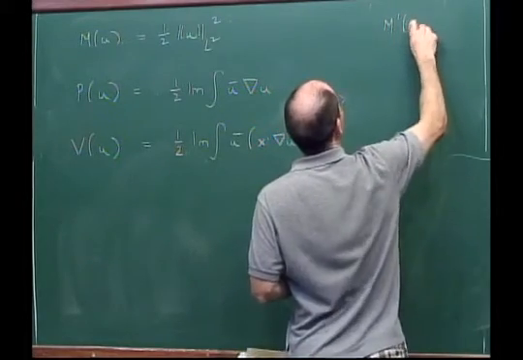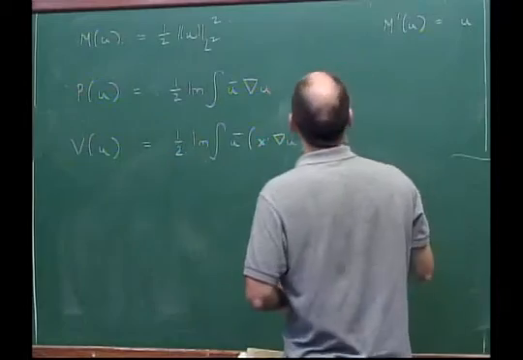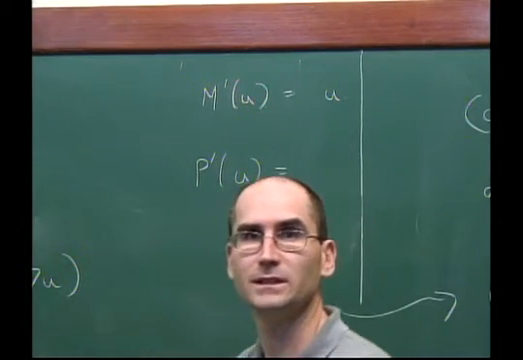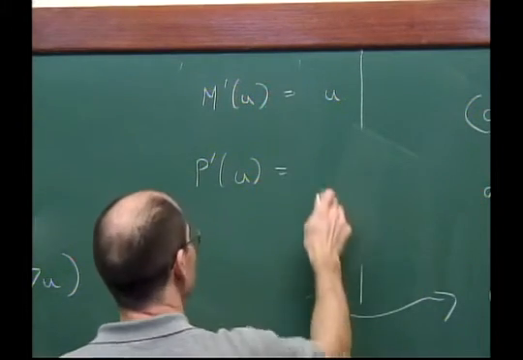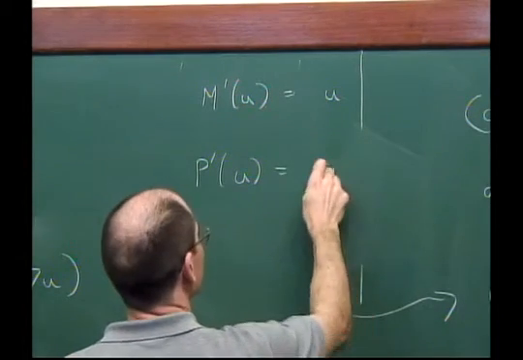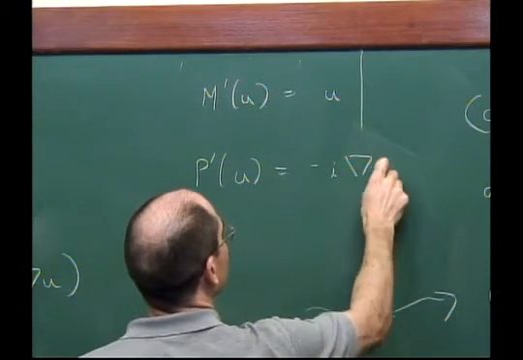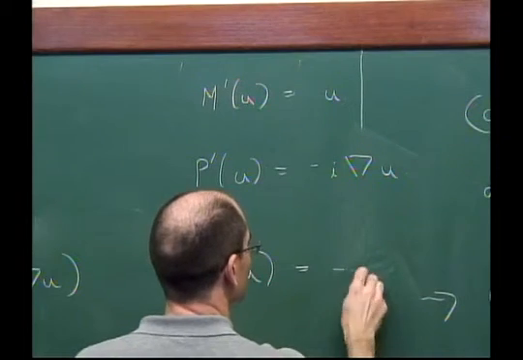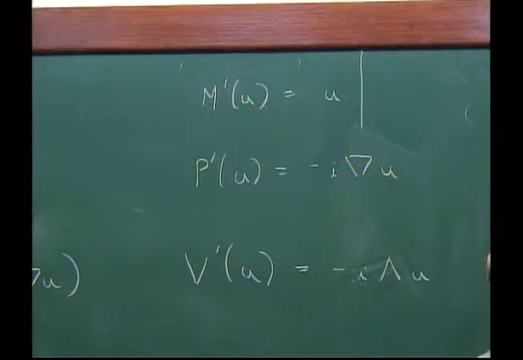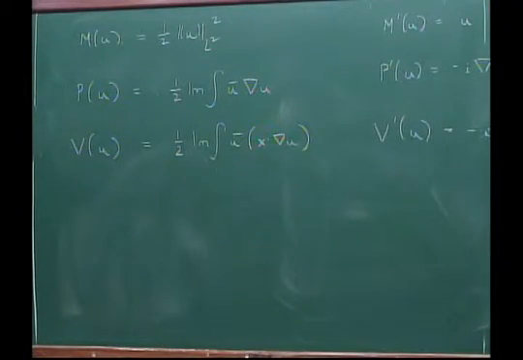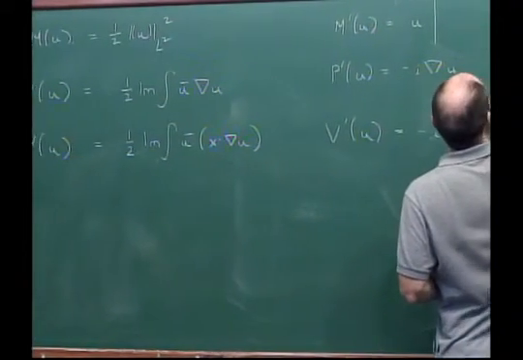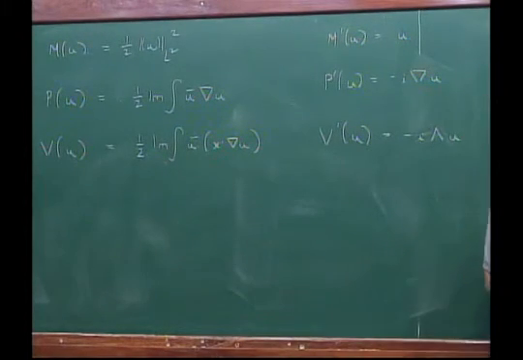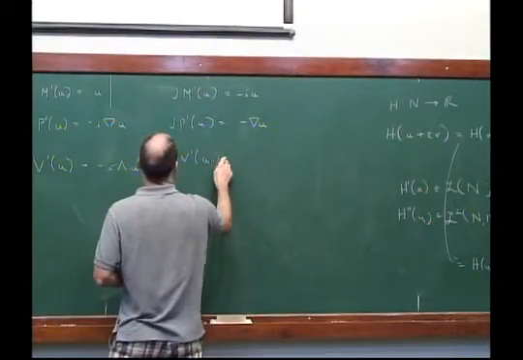Okay, when you compute M prime of u, you get u. Compute P prime of u, then because of the imaginary, you have to relate this to an inner product which is real part of something, and i shows up. So you get minus i, gradient of u. And V prime ends up being minus i lambda. So then when you multiply by j, you get Hamilton vector fields, and that's minus iu, and j p prime of u is minus i times that, so I get minus the gradient of u, and j v prime of u is minus lambda u.